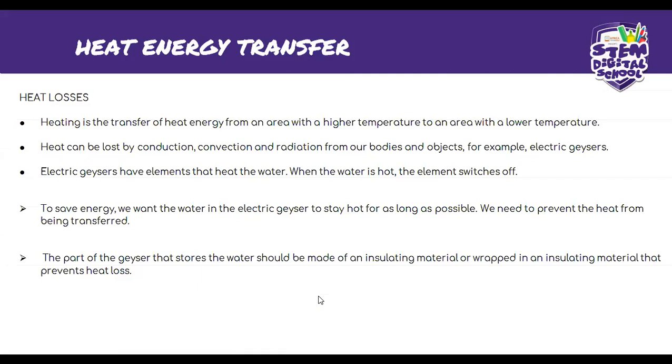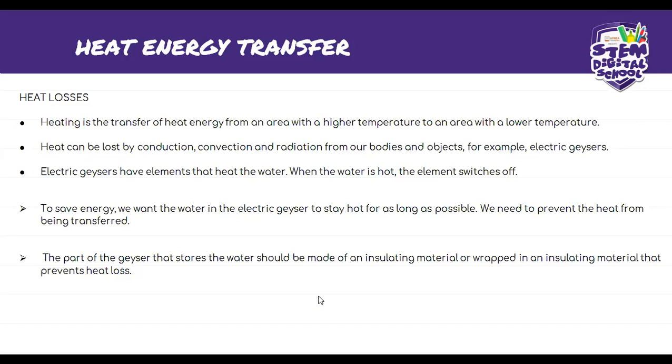The geyser. So the geyser heats what? Water. So when the water is heated up, the element that is used to heat the water switches off automatically. Now the geyser is supposed to what? Hold the water, or contain the water, or keep the water for other family members to bath. Okay.